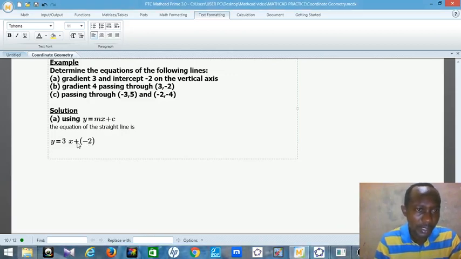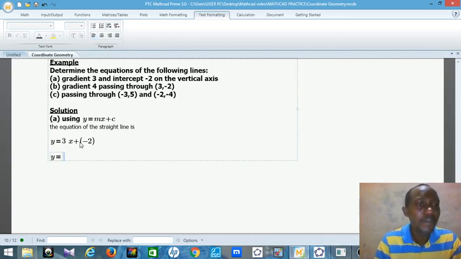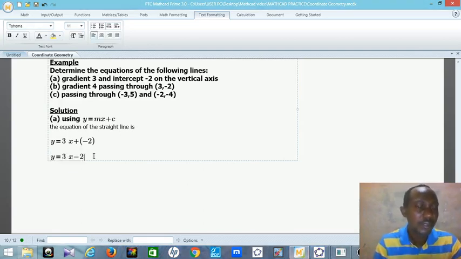So we need to open the bracket. Minus times plus will give you minus. So your final answer is now going to be y is equals to 3x minus 2. So this is the equation.